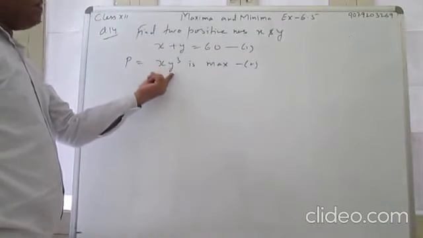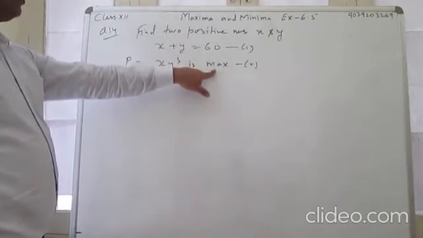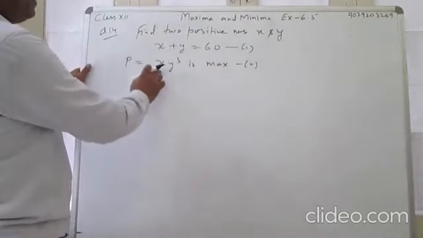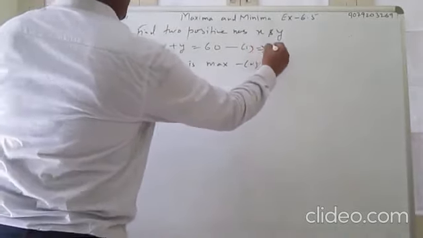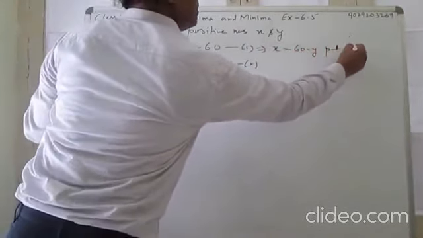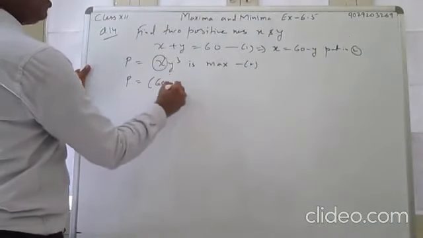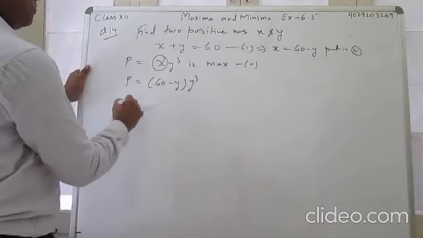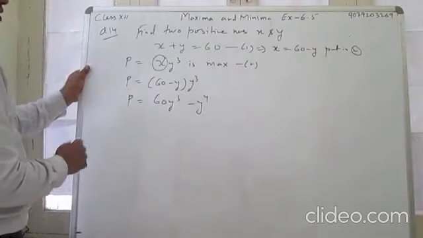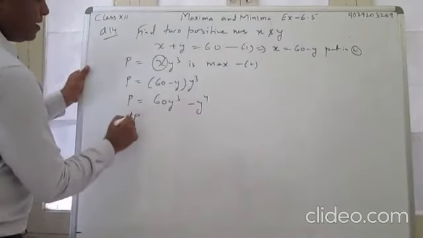We can reduce it to one variable. It means the double differentiation of this product becomes less than 0, so it is maximum, and we find the value of x and y. From the first condition, x is 60 minus y. Put it in the second, we get, put the value of x as 60 minus y, whole cube. Now P becomes 60y cube minus y to the power 4. It is now a single variable, y, so we find dP by dy.